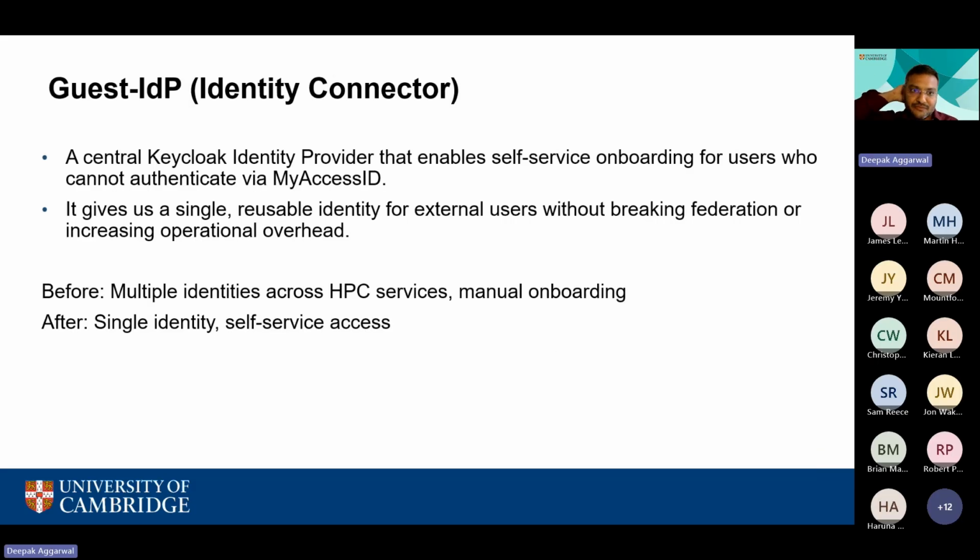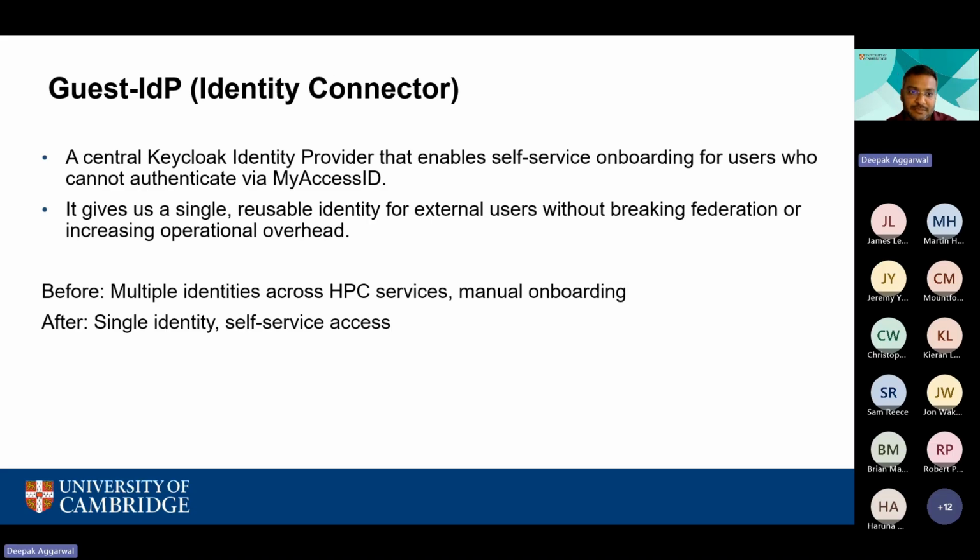So what we have done with Guest IDP is a central Keycloak identity provider that enables self-service onboarding for users who cannot authenticate using MyAccessID. It gives us a single reusable identity for external users without breaking the federation or increasing operational overhead. Before identity providers, we had multiple identities across HPC services and manual onboarding. After the guest IDP, we have a single identity and self-service access.